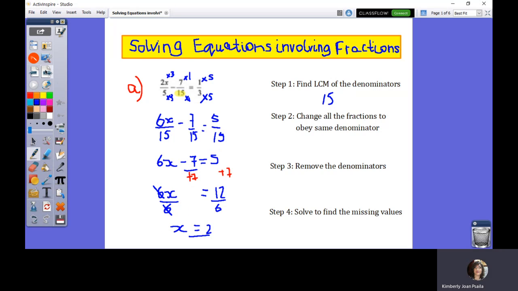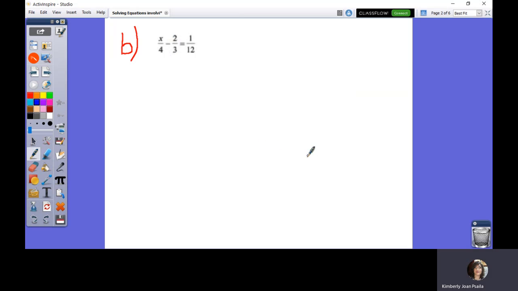Okay, so let's move on to the next question. Remember all the steps we have done. So first, step 1 is to find the LCM. In this case, our biggest denominator is 12. To find the LCM, we have to change all the denominators to 12. So how do you get 4 into 12? We multiply 4 by 3. We also multiply the top number by 3.